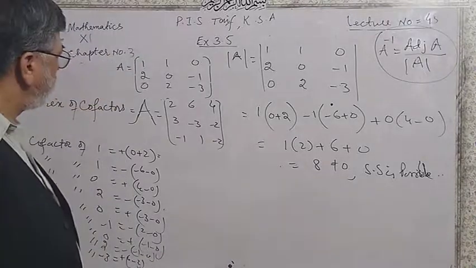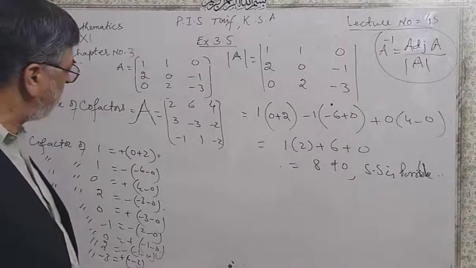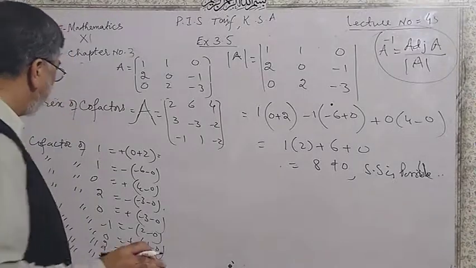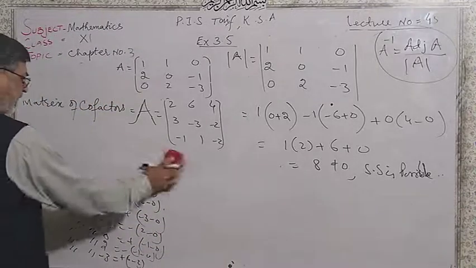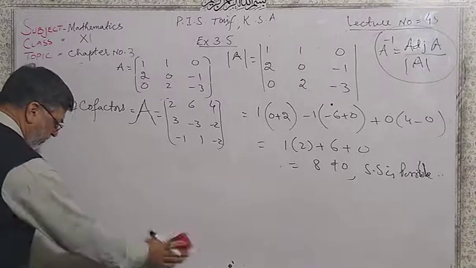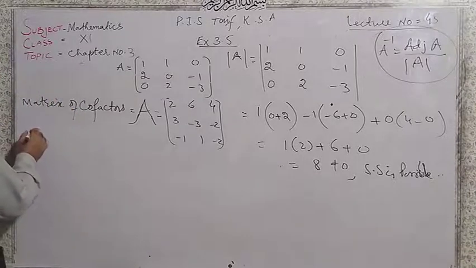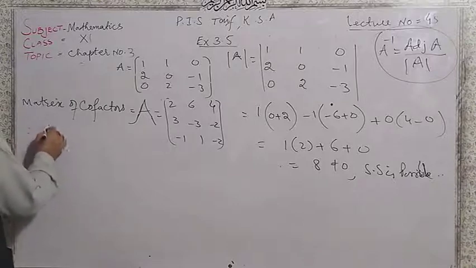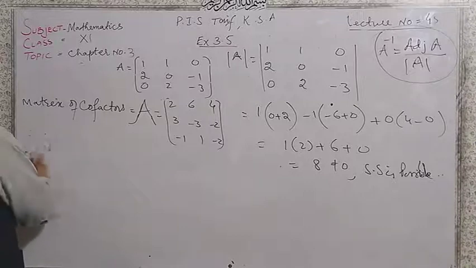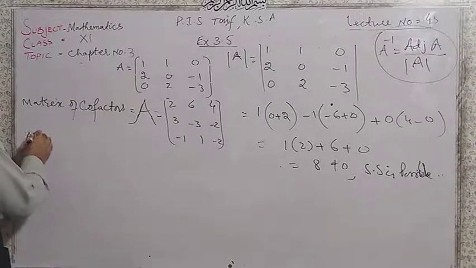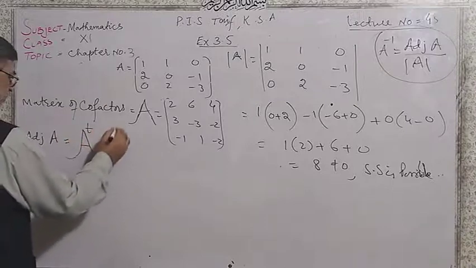Then 3, minus 3 and minus 2. Then minus 1, 1 and minus 2. Definitely this is the matrix of cofactors, but you will take the transpose of the matrix of cofactors, which is actually adjoint A. Therefore, adjoint A is equal to the transpose of the matrix of cofactors.